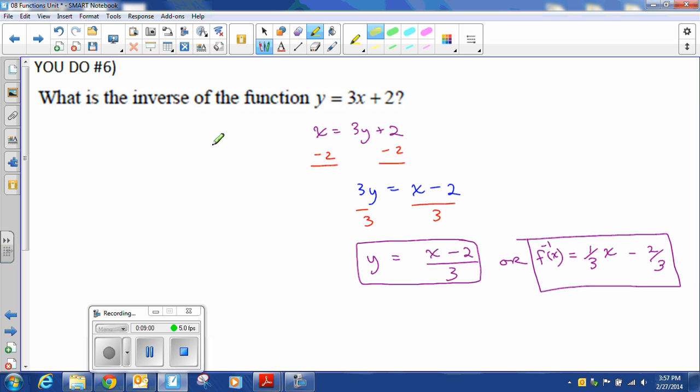Okay, what is the inverse of the function y equals 3x plus 2? You just switch the variables, solve for y, and here we go. You can represent your answer this way. X minus 2 is sharing the denominator 3, or you can write it like this, where x is over 3, or you can show it as the coefficient 1/3 x minus 2/3.